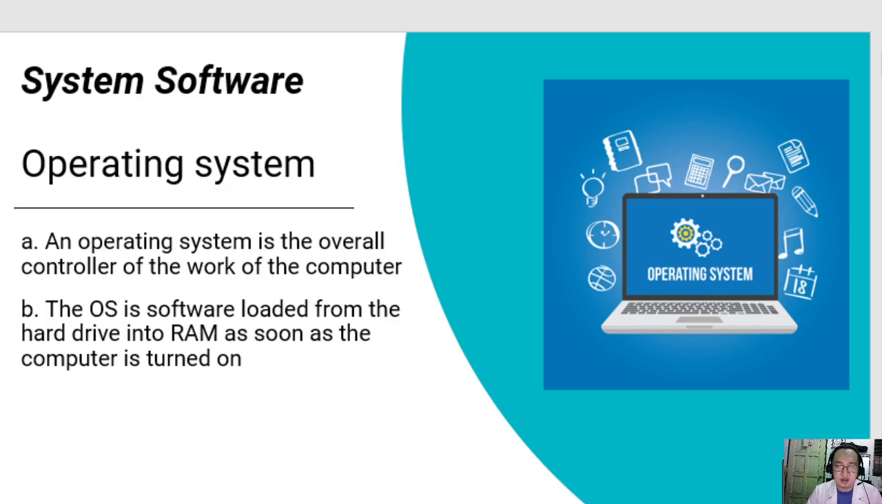Then let's discuss a bit of the operating system, or the OS. As we have said in the earlier slide, the operating system is the overall controller of the work of the computer, of the functioning, the performance, the different processes of a computer. The OS is software loaded from the hard drive into the RAM as soon as the computer is turned on. In the case of firmware, it cannot be upgraded without changing the hardware chip. The OS can be upgraded entirely through software.